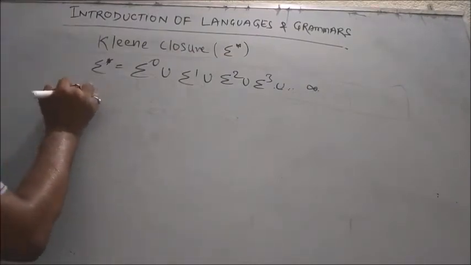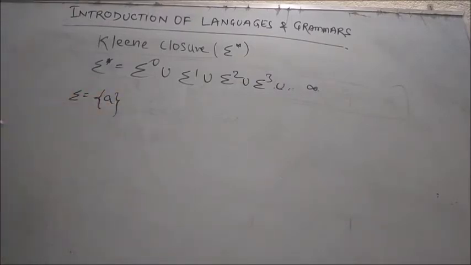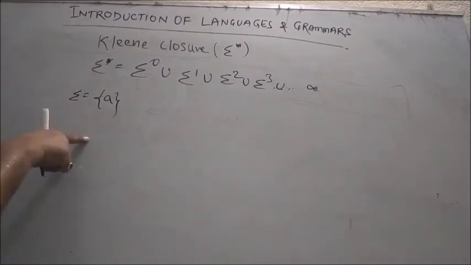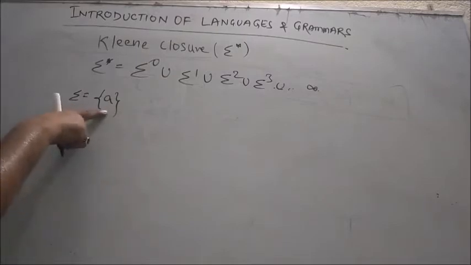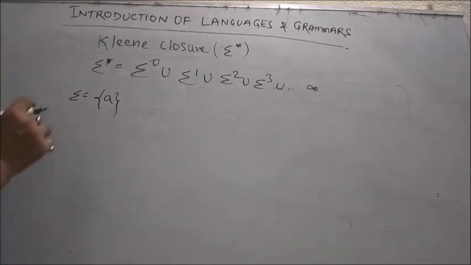Suppose sigma is equal to {a}. That means sigma is an alphabet, a set of alphabet. It is known as a set. Okay? There is only one symbol, but still it is known as a set. Why is it known as a set? Because it is enclosed in braces. That is why it is known as a set. This alphabet has only one symbol, and through this symbol only we will try to understand the concept of sigma star.